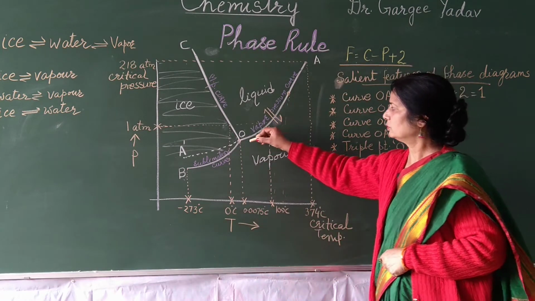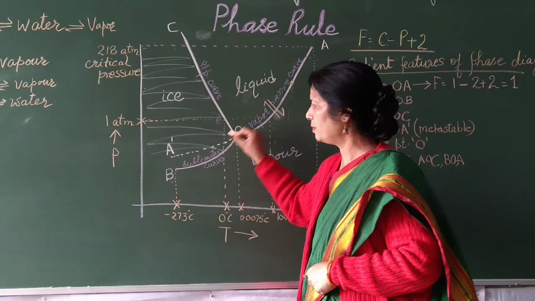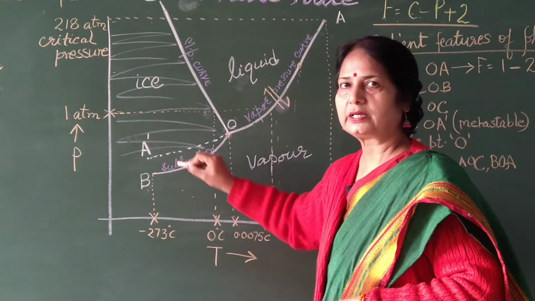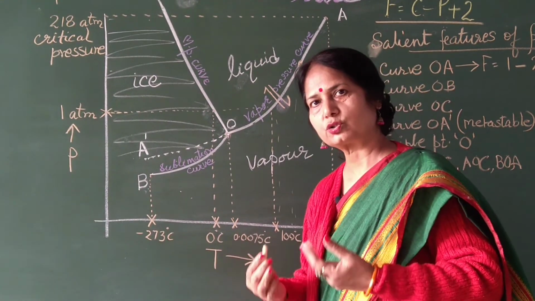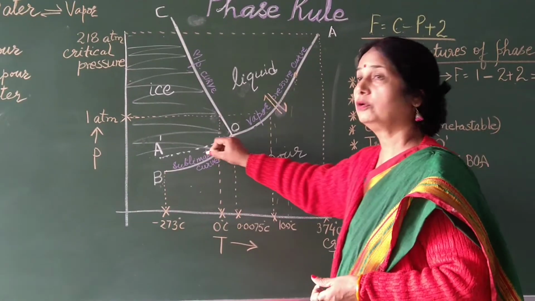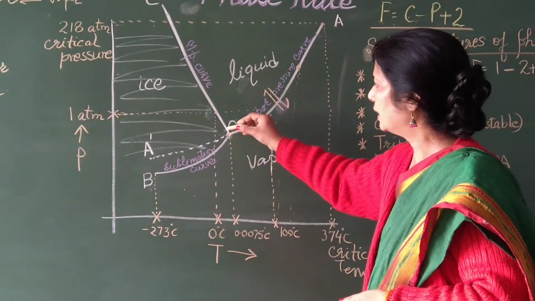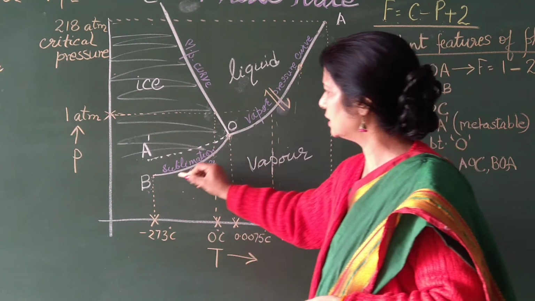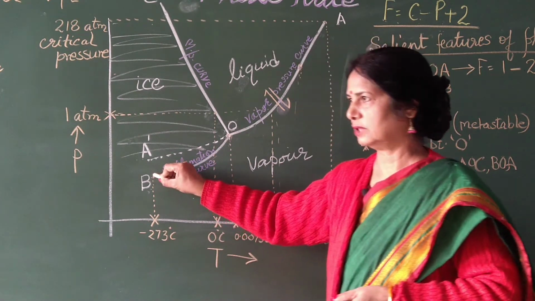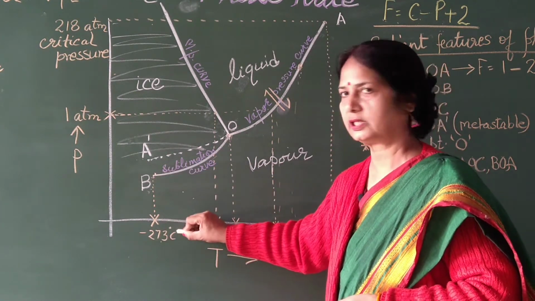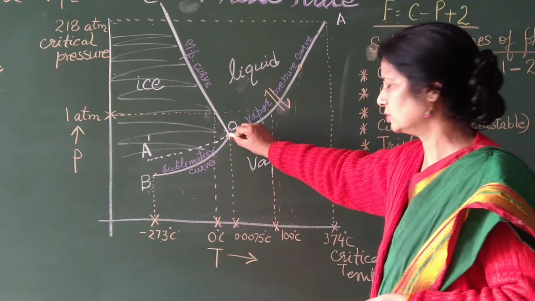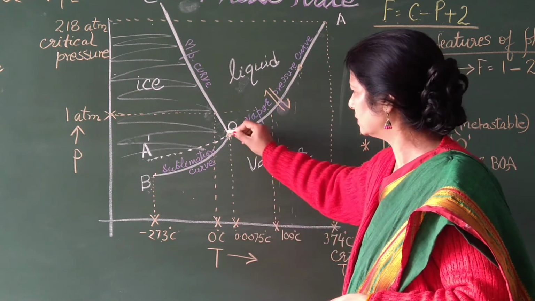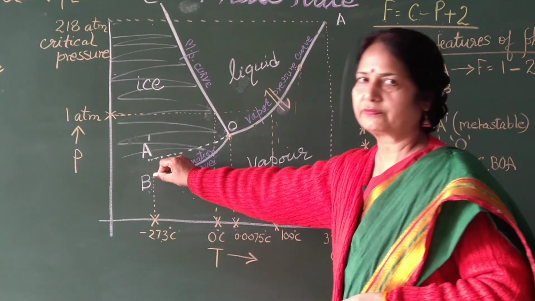Now let's come to this curve. Curve OB is the sublimation curve. Along these pressure and temperature conditions, ice changes to vapor state, and there is no involvement of the liquid state over here, and this signifies the sublimation curve. It extends up to absolute zero, that is minus 273 degrees centigrade, and from 0.00575 to minus 273 degrees centigrade.